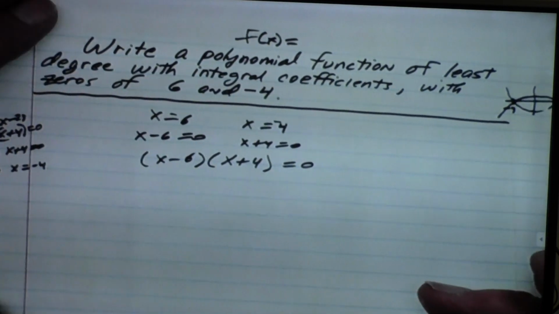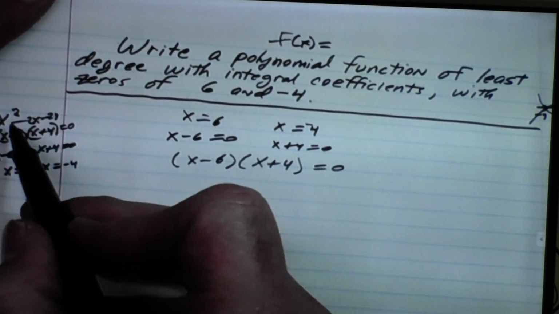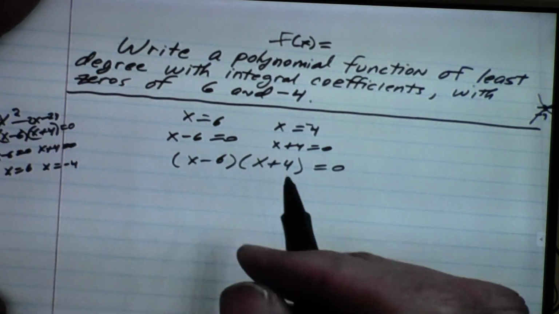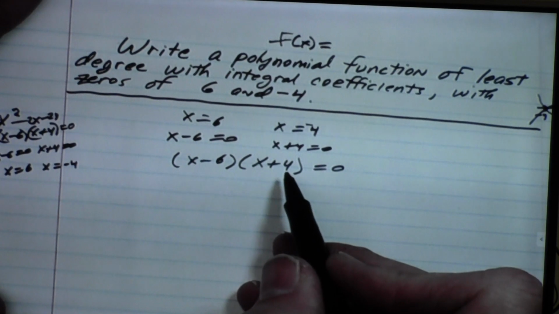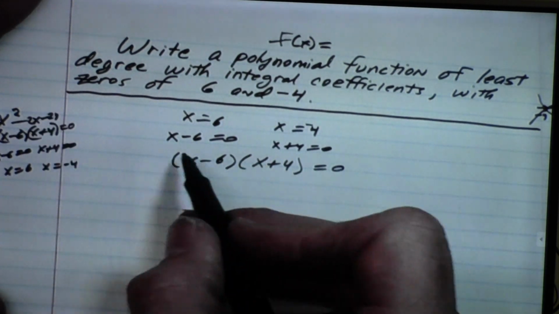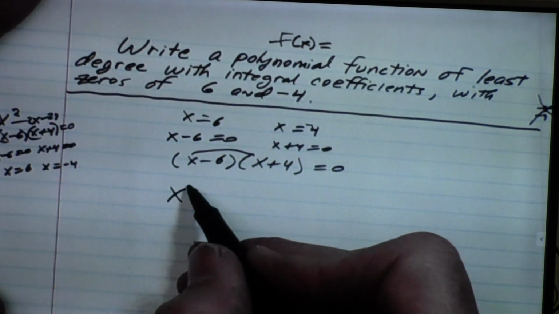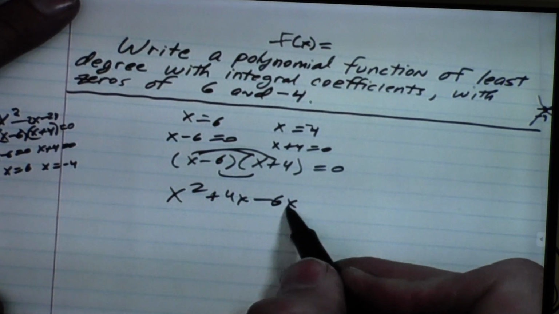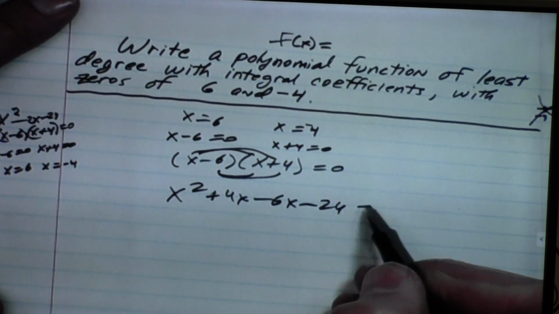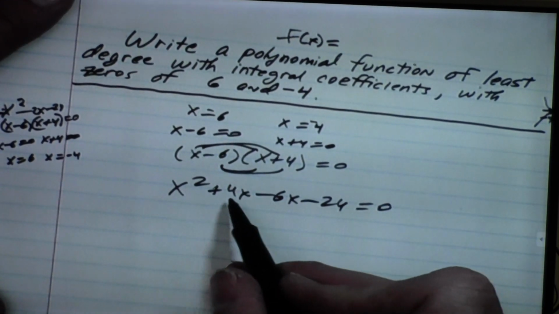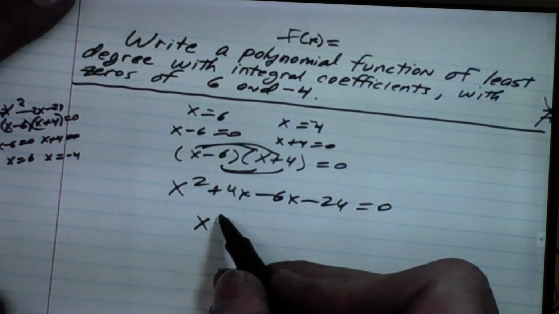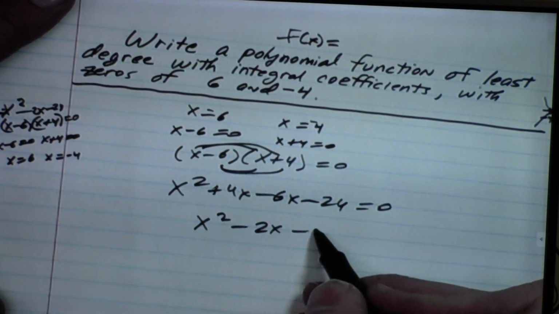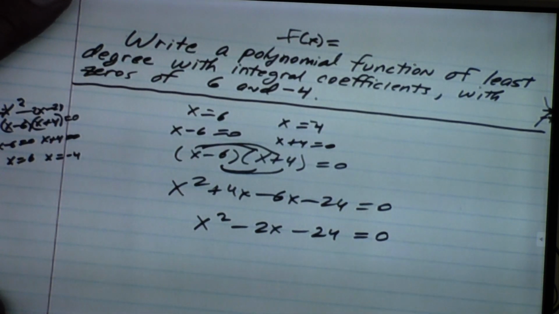So here's where we are now. Before, we had this and we had factored it to get to that. The way you go back from this to here is you multiply it. So we're going to distribute: x times x is x squared, plus 4x minus 6x minus 24 is equal to 0. And we have two like terms we can combine. X squared minus 2x minus 24 is equal to 0.